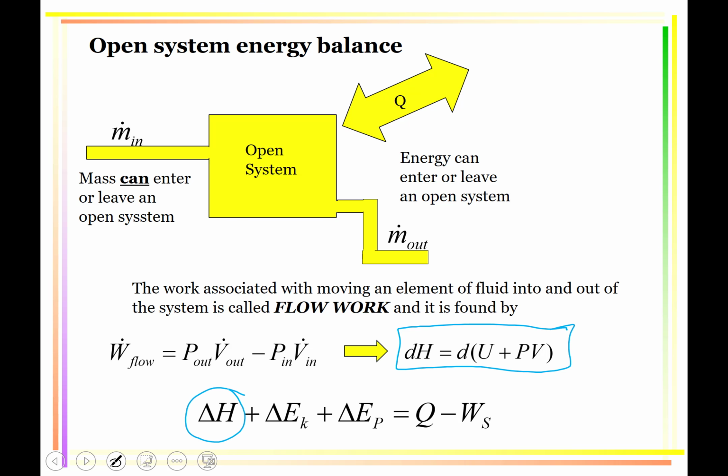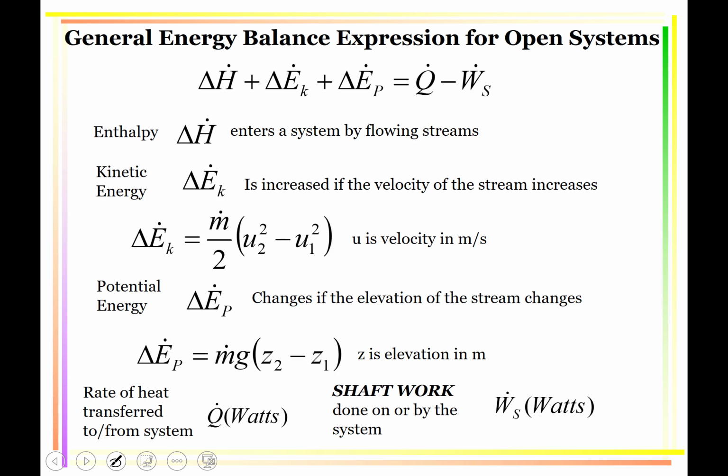The work that we still include in this is not going to be flow work. This is going to be shaft work, which means there's a shaft, such as in a turbine or a compressor or a mixer or a pump. Our energy balance looks the same. We simply use enthalpy now instead of internal energy, and you can find the enthalpy and the internal energy, or we can calculate it similarly. We're going to work through that as we proceed in our energy balance calculations.